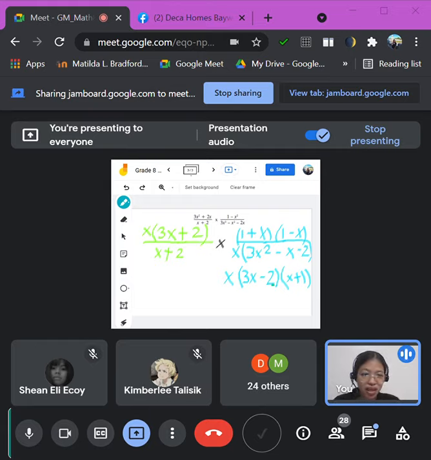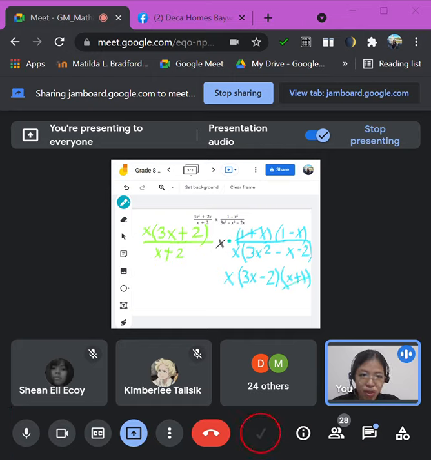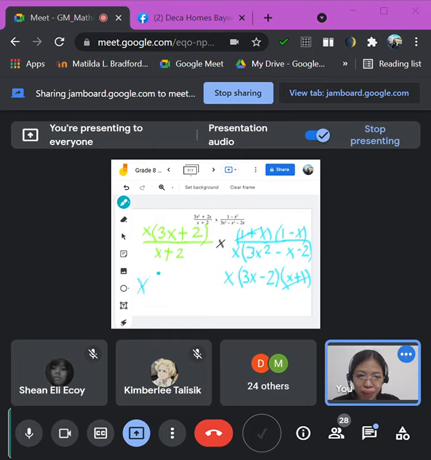So, I think, ari ra gyud iyang final answer. Or ang kani, makancel. And then, imo ra na siyang i-multiply. So, you will have the final answer of x. And then, 3x plus 2 over x plus 2. And then, quantity x.